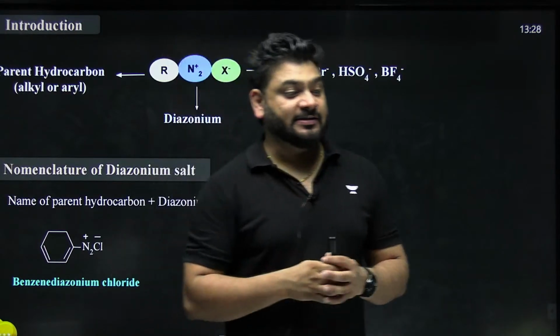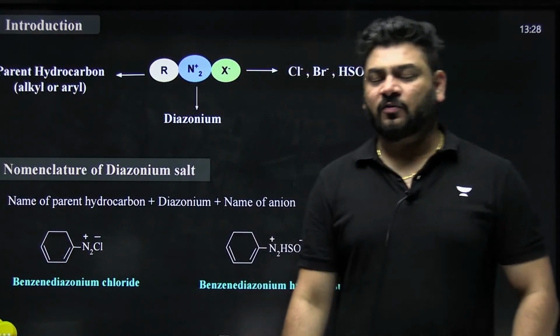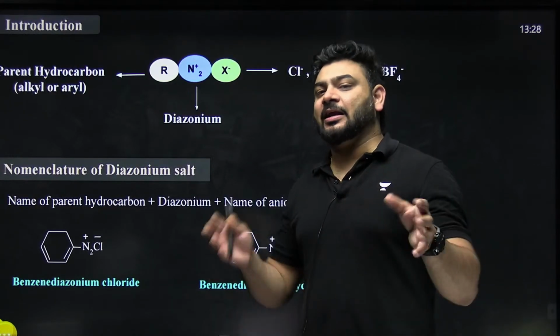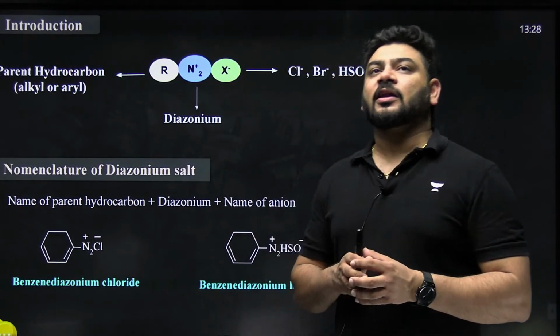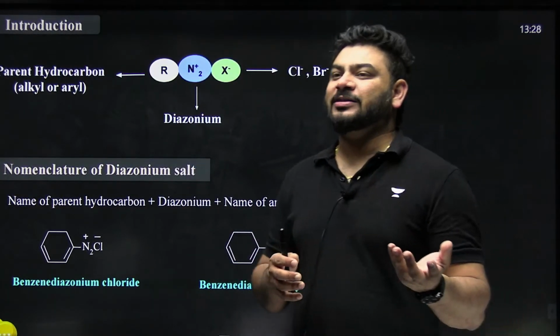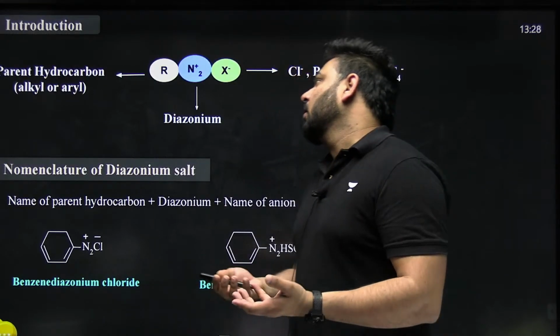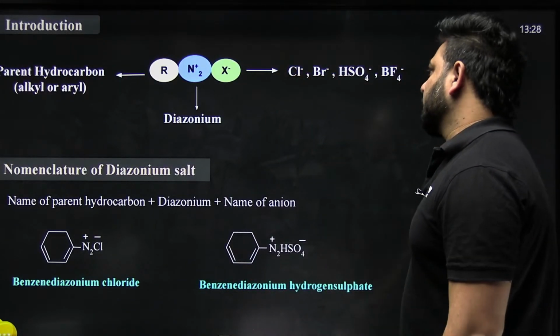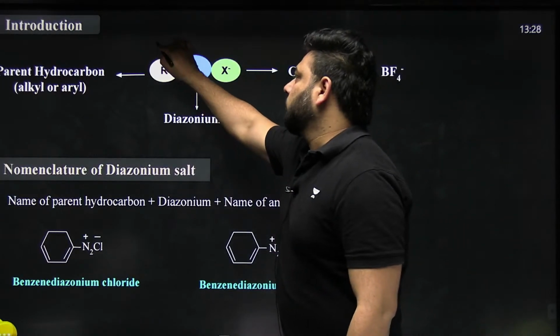There is a very easy method of preparation of diazonium salt. First of all, let us know what is diazo. It is an N2 group connected with an alkyl or aryl group, with another group such as a halide or hydrogen sulfate. These kinds of things are called diazonium salts. So one group is alkyl or aryl, then we have the N2 group with X negative.